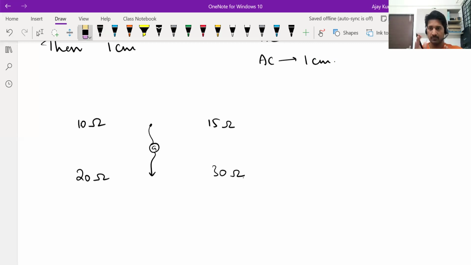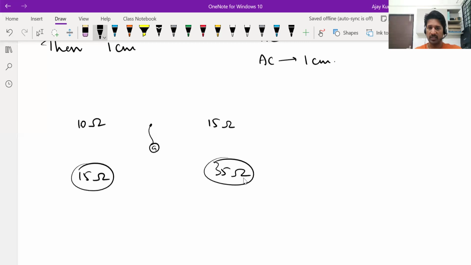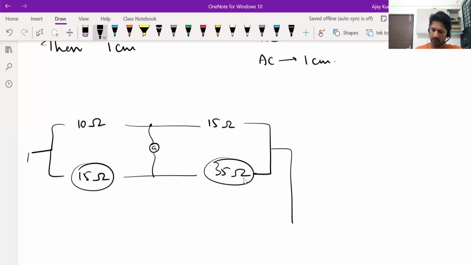What I'm saying is, when you connect the galvanometer on the left side of the balancing point, this side resistance will be less, like maybe 15 ohms. And right side resistance will be more, make it 35 ohms. Now it is unbalanced and the current will flow in a particular direction. You can take this as a circuit and solve if you want. You can find out the direction of the current in the fifth resistor.